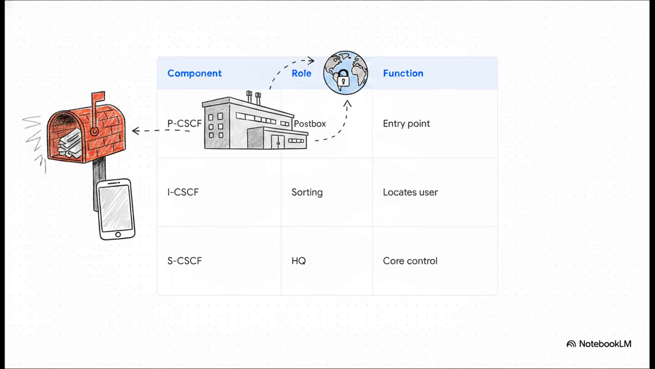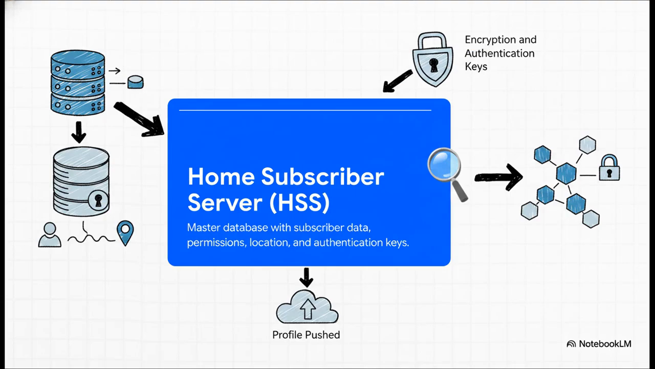Next is the I-CSCF. Think of this as the regional sorting facility. It acts as a gateway, querying the master database just to figure out where you are. And finally, the S-CSCF. This is the central headquarters. It verifies your identity and actually executes the SIP routing logic to trigger your services. Now, the S-CSCF can't do all this alone. It relies completely on the Home Subscriber Server, or HSS, which is basically the master database. It holds your subscriber profile and all your cryptographic authentication keys.